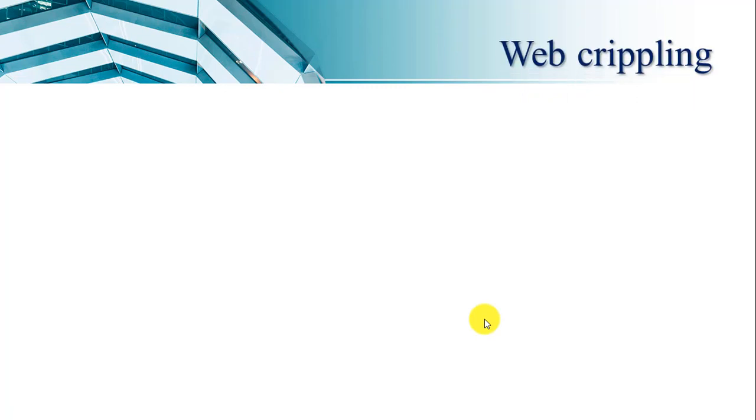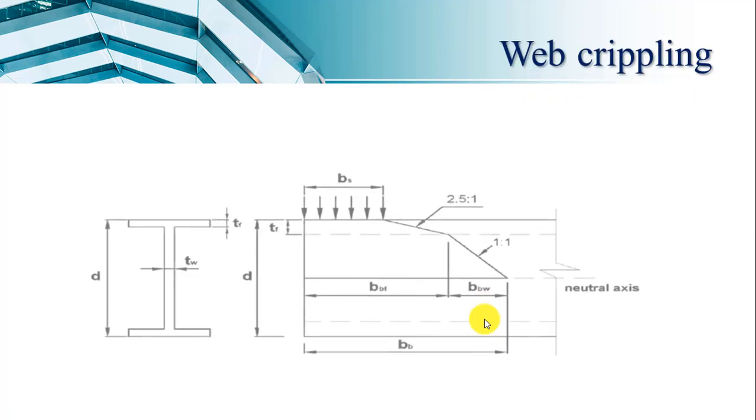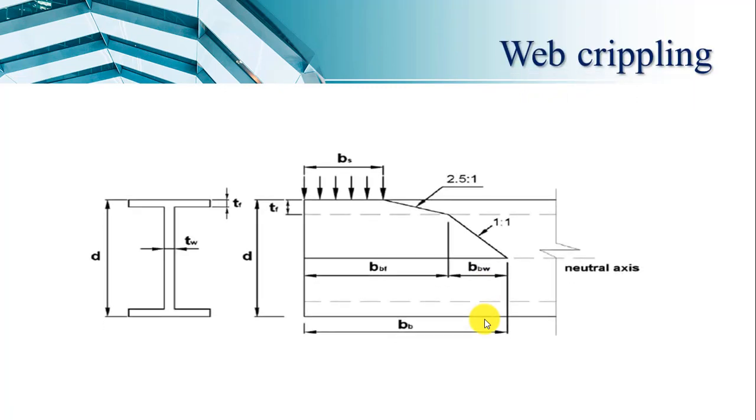Next to that there is web crippling. For web crippling, the load dispersion is considered likewise, at the slope of 1:2.5. In case of web buckling, the load dispersion was at 45 degrees. In case of web crippling, the load dispersion is at the slope of 1:2.5, and based on this slope, this much length needs to be calculated, which is referred to as N2 as per the given clause in our IS 800:2007.